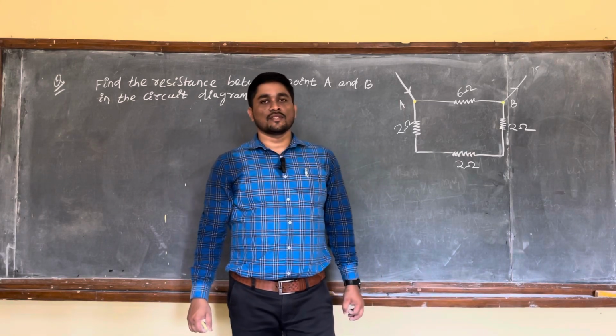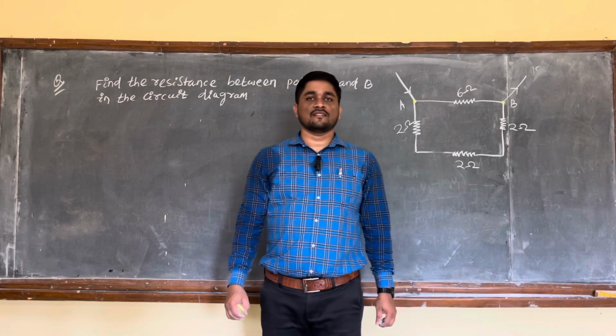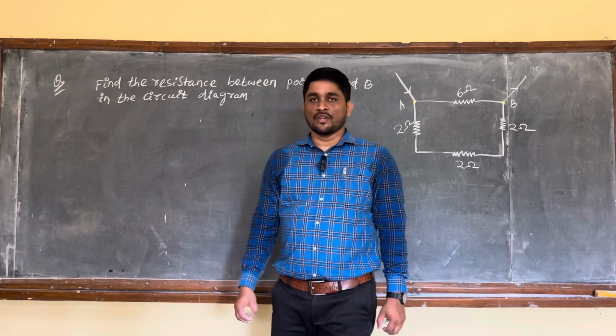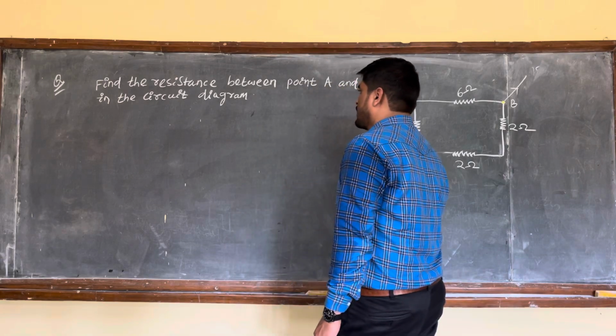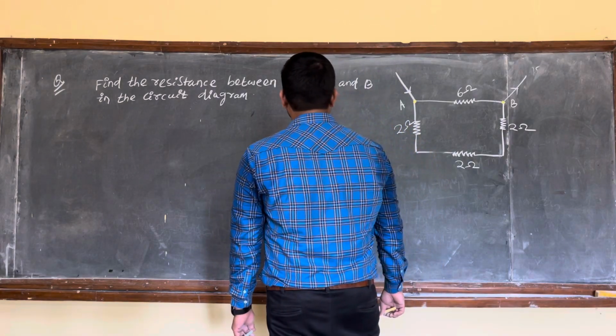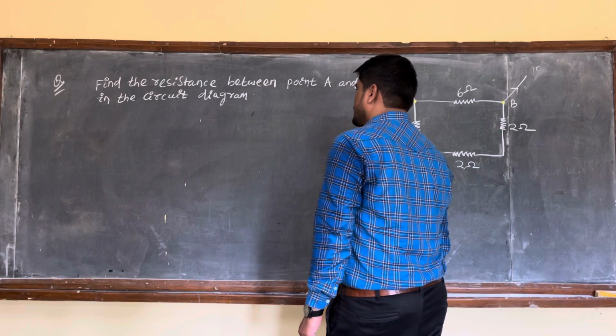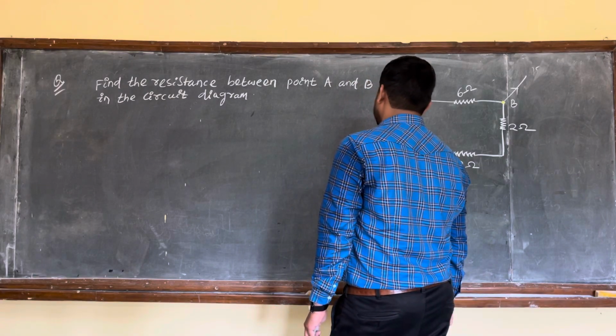Today we have to solve a question of class 10 from chapter electricity. The question is, find the resistance between the point A and B in the circuit given.